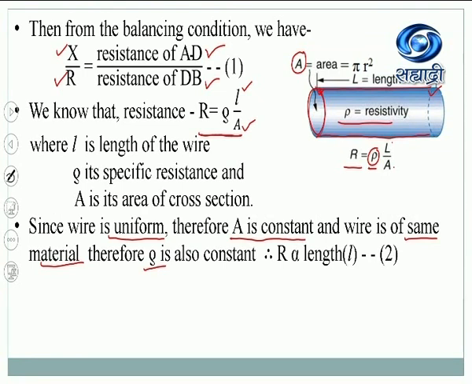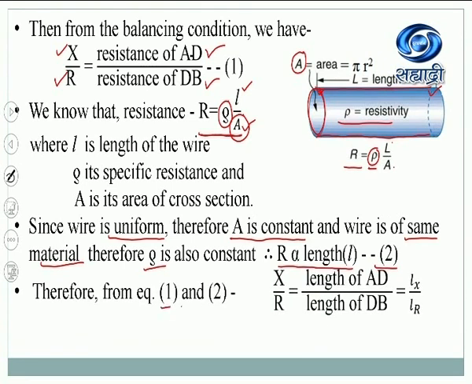But when the same wire we are using, its specific resistance is constant. So when the two things are constant, that means the wire is uniform, therefore A is constant, and the wire is of the same material, therefore rho is constant. So we write R is proportional to L. The resistance of that wire is proportional to the length of the wire. So this is one more equation, equation number 2, that we got here.